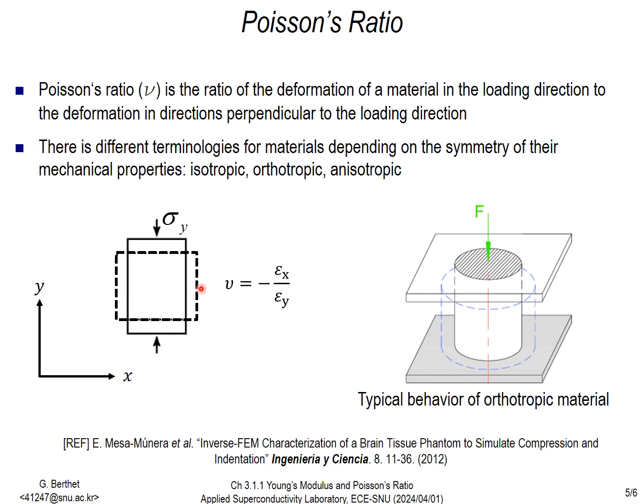There are different terminologies depending on the symmetry of a material mechanical's properties. Isotropic materials have the same mechanical properties in all three directions. Orthotropic materials only on two directions, and anisotropic have different properties on all directions. On the right-hand side, we can see an example of orthotropic material that is deformed equally in both directions, perpendicular to the load axis.